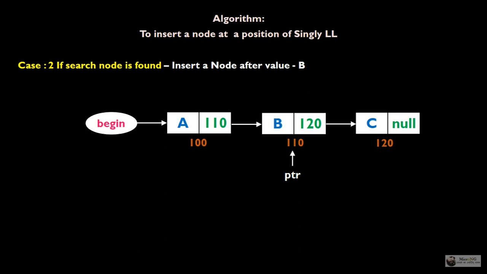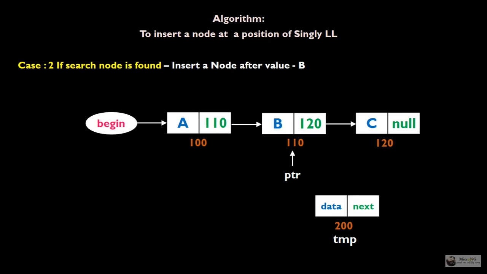Now here we got the data at PTR data. PTR data is now B, which is matching what we are searching for. That means we found the match. Now at this place we have to insert a new node, after the node B. For this purpose, once we found a match where we want to insert, we will first create a temporary node.